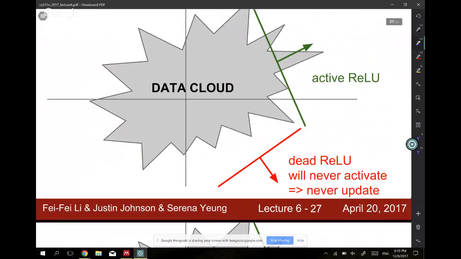Do you know why it's considered more biologically plausible? I mean, Serena says that it is, but she didn't cite any.